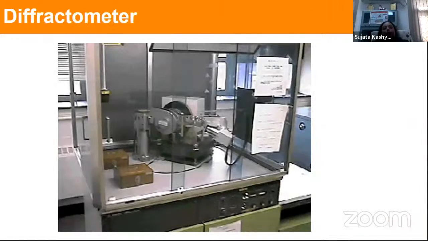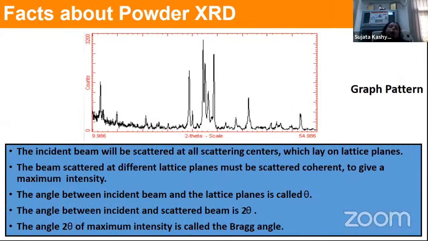This is the machine we use for powder XRD. In single crystal, we get the raw data. Here in powder XRD, we get a powder XRD spectrum in which we have 2 theta on the x-axis. Mostly 2 theta ranges from 5 or 10 degrees to 70 degrees, and on the y-axis we have intensities or counts. Here also the incident beam will be scattered at all scattering centers which lie on the lattice plane. The beams scattered at different lattice planes must be scattered coherently. The angle between the incident beam and the plane is theta, whereas the angle between the incident and the scattered ray is 2 theta. The angle 2 theta of maximum intensity is called the Bragg angle.